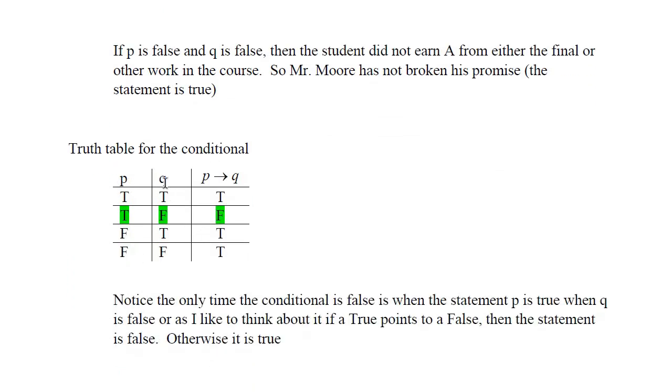The truth table for our conditional looks like this. So here are our input values for P and Q, and here are our truth values for if P, then Q. Notice the only time the conditional is false is when the statement P is true and the statement Q is false. Or as I like to think about it, a true on the left side points towards a false on the right side. When a true points to a false, then your conditional is false. All other places, it's true.